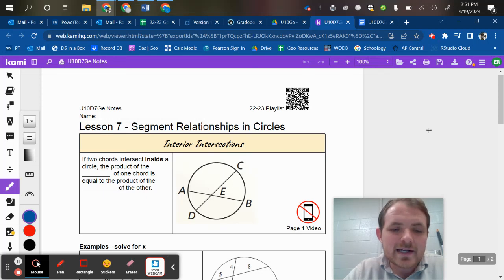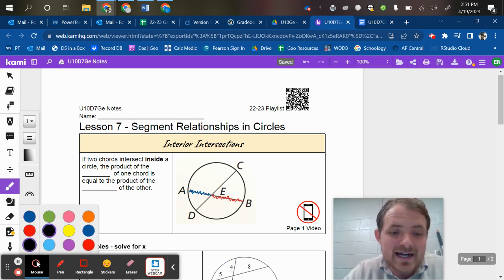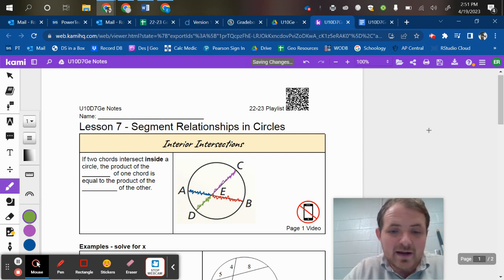Okay, guys, so now we have lines crossing inside of a circle, specifically chords. And so the relationship here is that when these cross, if I multiply this blue times this red, that product has to be equal to the purple times the green. So I'm going to try to be as consistent as I can here with the colors. So essentially, if I multiply ED in green times CE or EC, I'm going to be going out from that intersection point each time. So the green times the purple needs to equal the blue times the red.